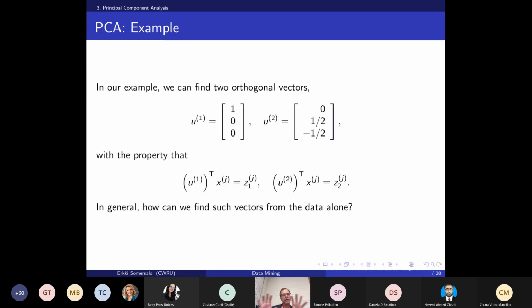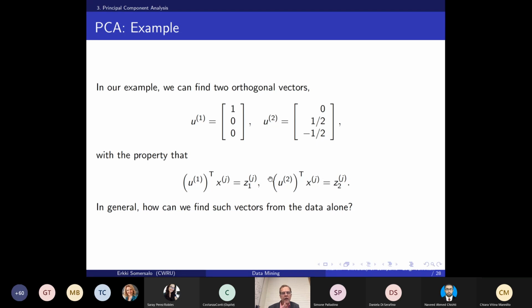So there is a statistics language, and there is this linear algebra-based language which I'm following here. In the example that I showed you, if I take two vectors u1 and u2, which I tailor by hand now, defining u1 to be 1, 0, 0, and u2 to be 0, 1/2, -1/2, because I know how my data was formed, then the inner product of u1 and x gives the z1 component, and the inner product of u2 and x gives the second component.